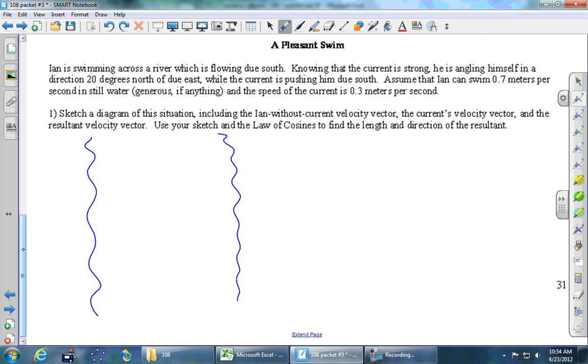Yeah, so the x-axis, the y-axis, x is good. Okay, so we'll draw a little horizontal there and then 20 degrees north of that. You guys buy it? 20 degrees north. And I'm swimming how fast? 0.7. So we're going to put a 0.7 as the length of that vector, the magnitude.